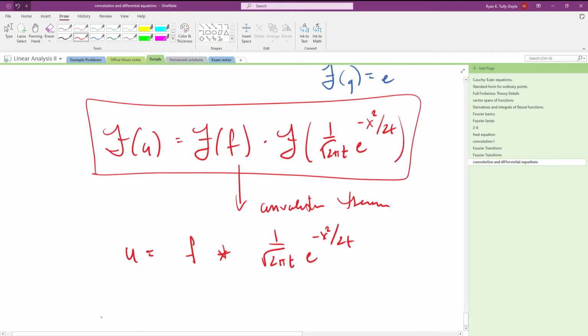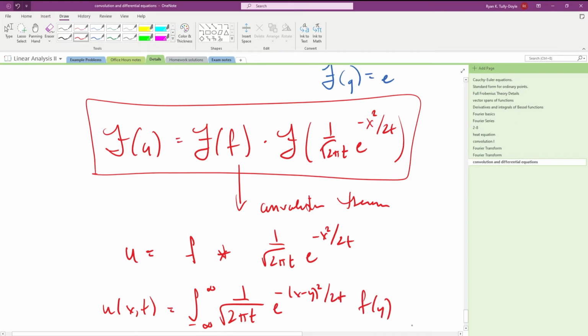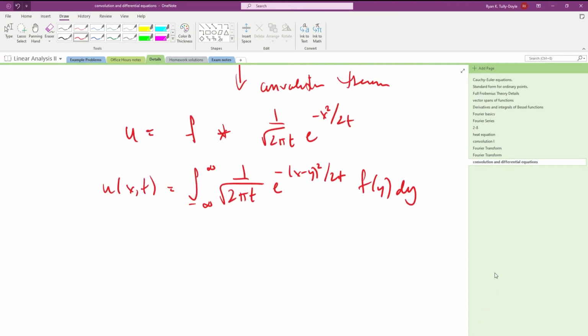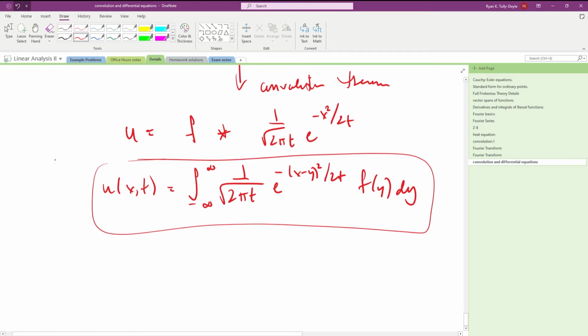Or if you like, u of x and t is equal to the integral from minus infinity to infinity of 1 over the square root of 2 pi t, e to the minus (x minus y) squared over 2t, f of y dy. So u can be written as a convolution of these two functions. The dy is the variable of integration here because we want the x's to survive the process of integrating.